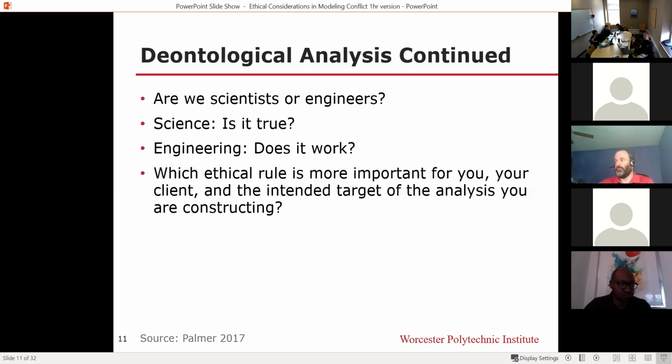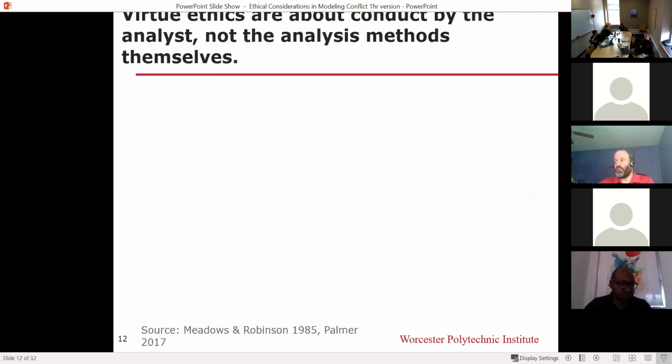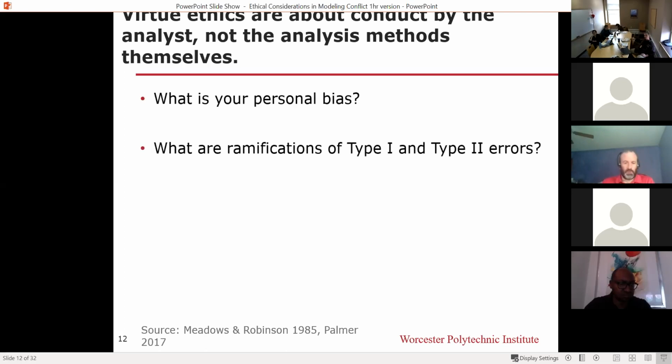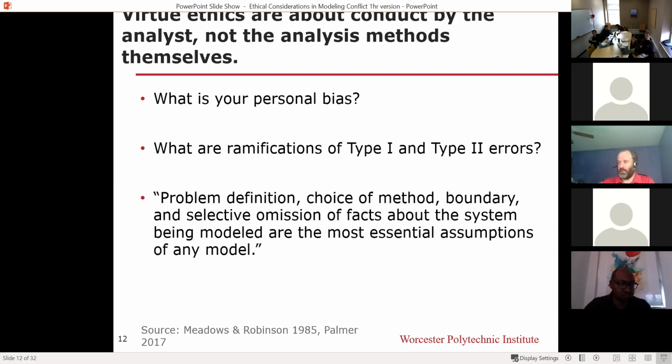what you're presenting. The virtue ethics are about the conduct of the analysts themselves. So consequentialist is looking at the environment in which you're modeling and the outcomes it will produce. Deontological is the rules by which you model. And virtue ethics is about the conduct of the analysts themselves, not the methods. What is your personal bias? What are the ramifications of type 1 and type 2 errors that you might make from your personal bias?